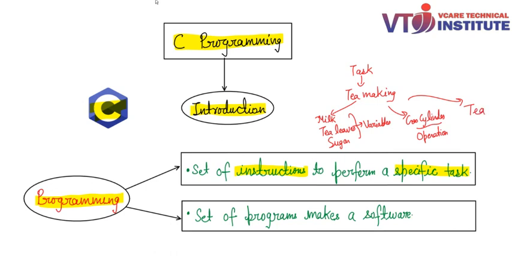So this longer task we can set up as a set of instructions, and when a set of instructions performs a specific task, it is called programming. It is not just about languages, but is related to any specific task. And these sets of programs make software like your favorite video games and your favorite applications. So this is about programming. Now let's move ahead.